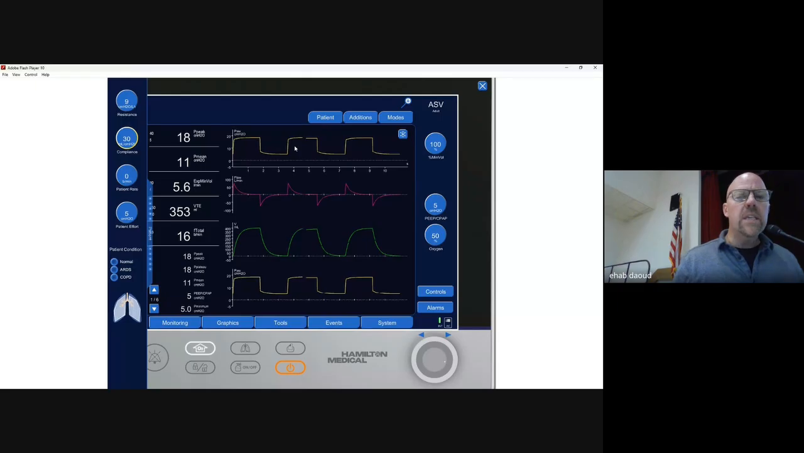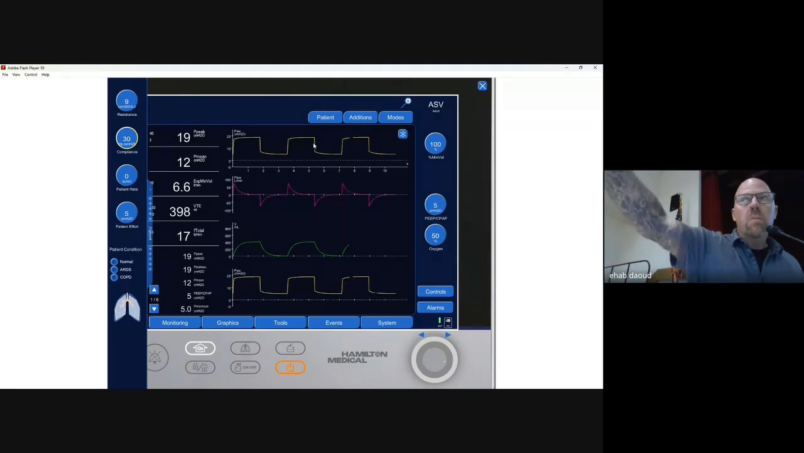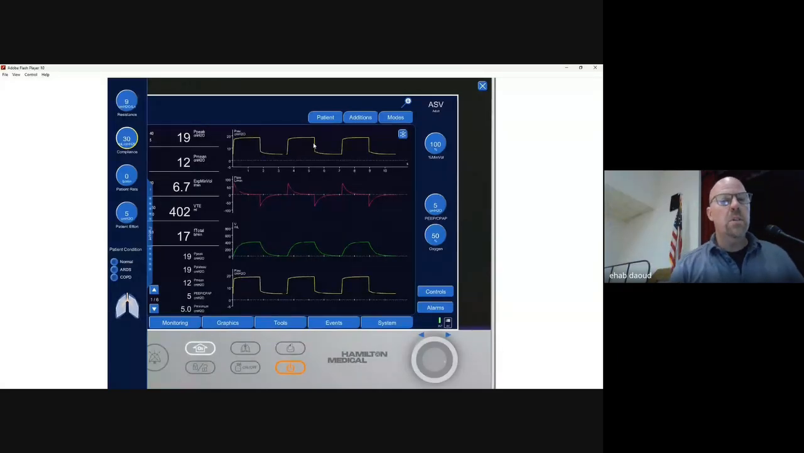You are also witnessing in this particular mode, as a reduction in that compliance, an increase in driving pressure associated with the ASV mode. So how many people here are familiar with the Hamilton ventilators and have used ASV mode? So we have a handful. I know Ron's had a long career of utilizing this and is one of my personal ASV experts as well.